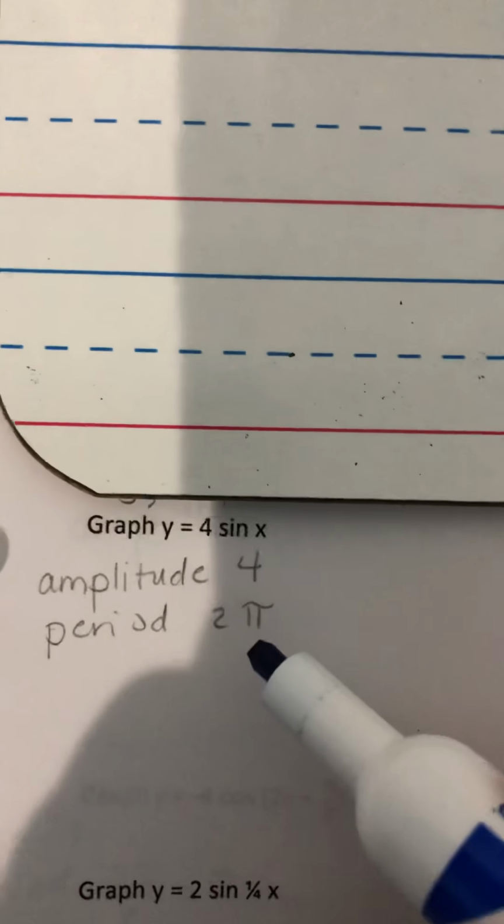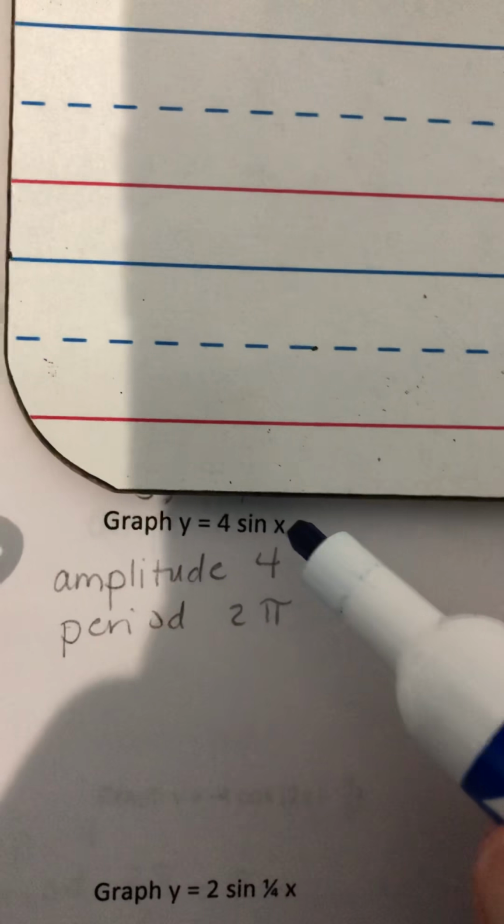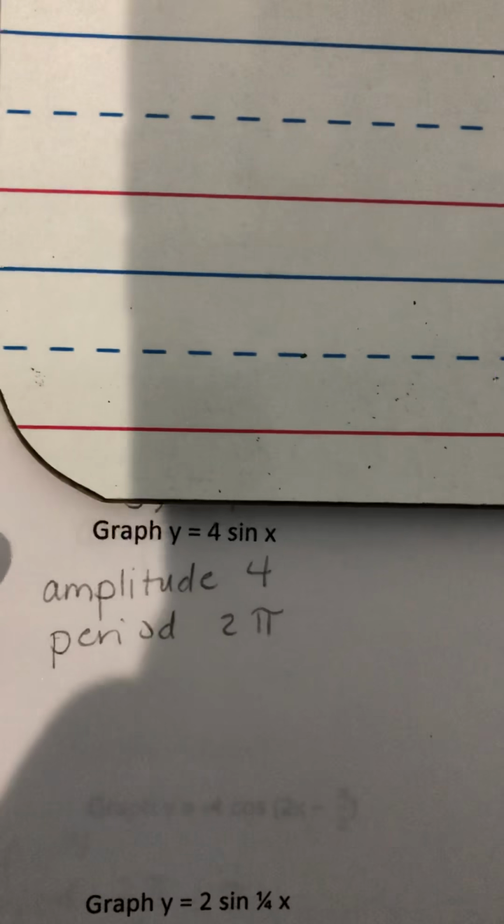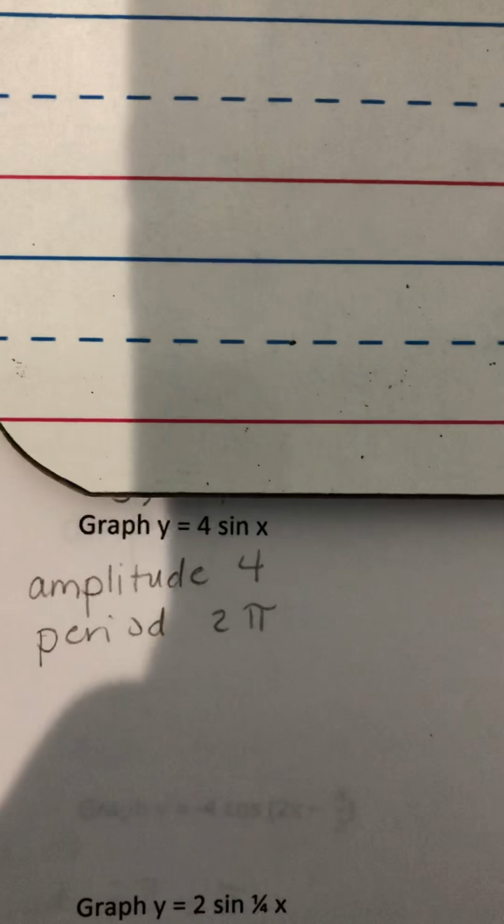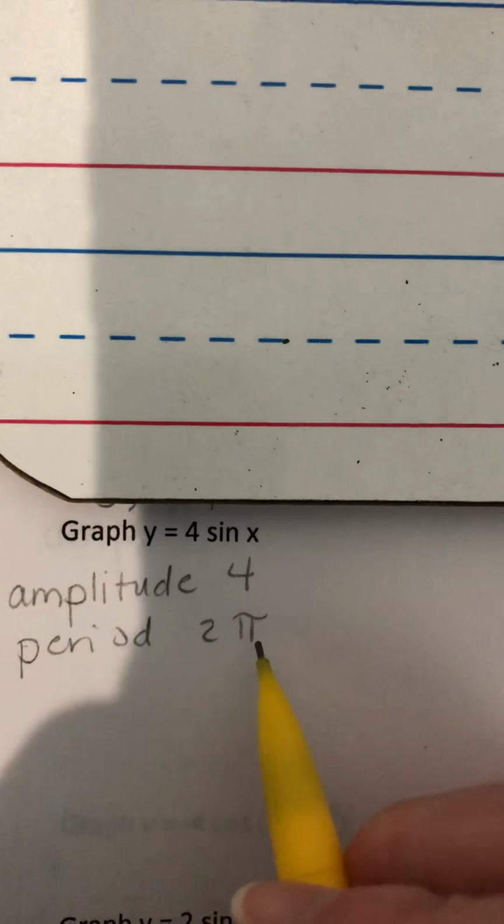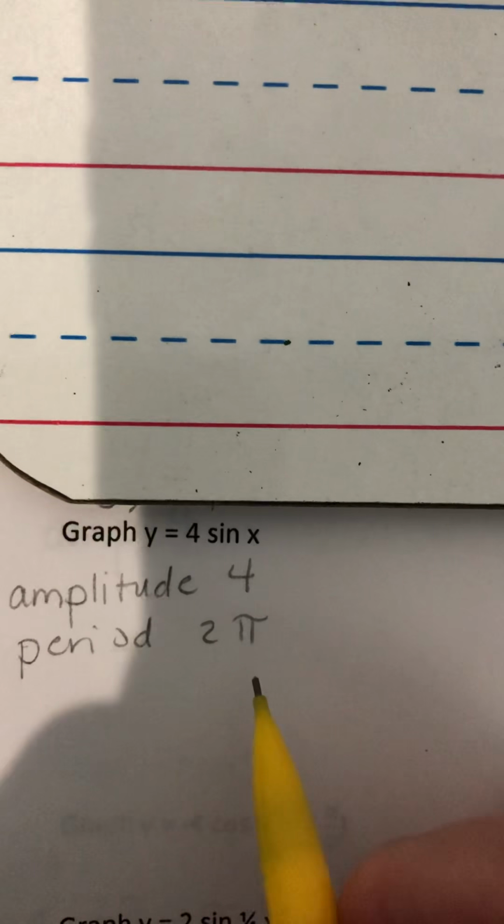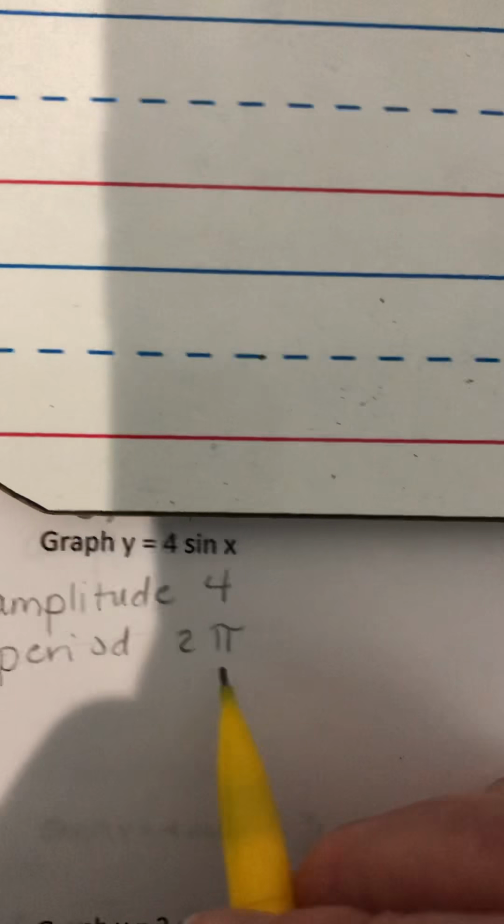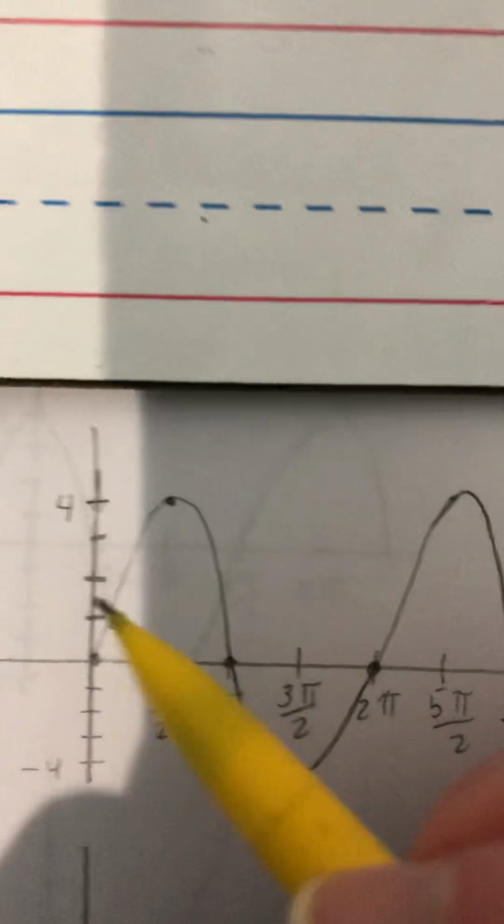The period is going to be 2 pi. As long as you just have x here and you don't have a number that you're multiplying by x or dividing by x right here, it will keep the same period as the parent. So basically it's going to look just like the parent.